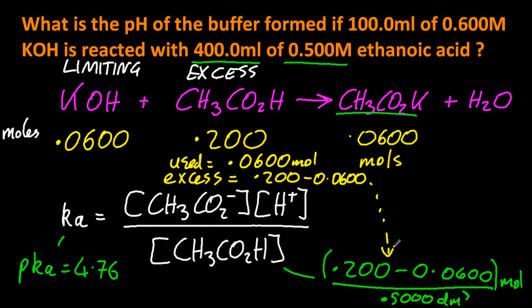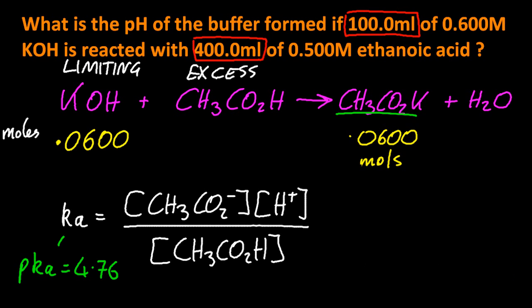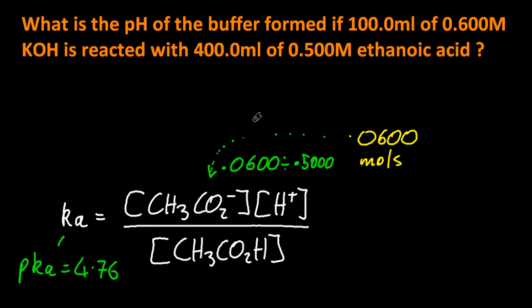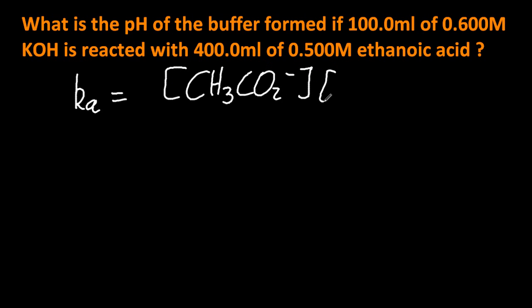And divide that by 0.5 decimeter cubed. Converting the milliliters to decimeters cubed, of course. How did I get the 0.5 decimeters cubed? Well, that's the total volume. And now we need to perform a similar calculation to work out the concentration of the ethanoate ion. So I've got 0.06 moles of that made at the end, and divide it by the total volume. And there again, you're assuming that all of the ethanoate comes from the salt and none is coming from the weak acid. That's an assumption.